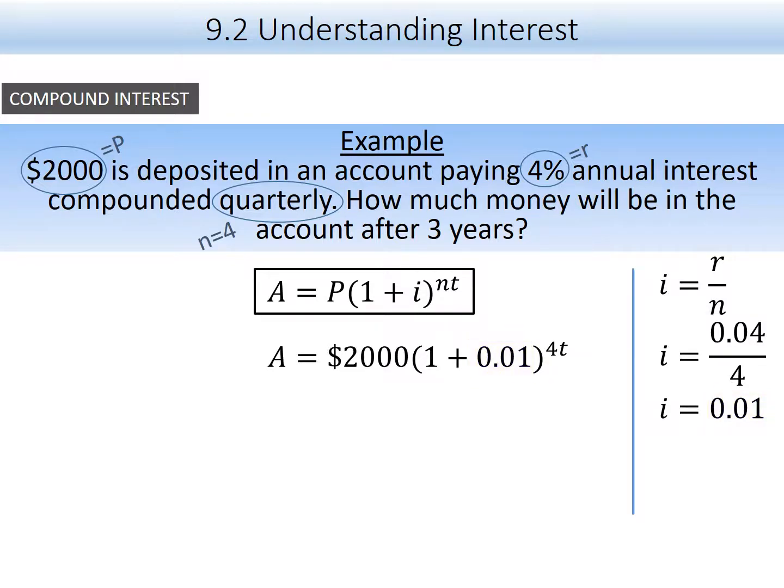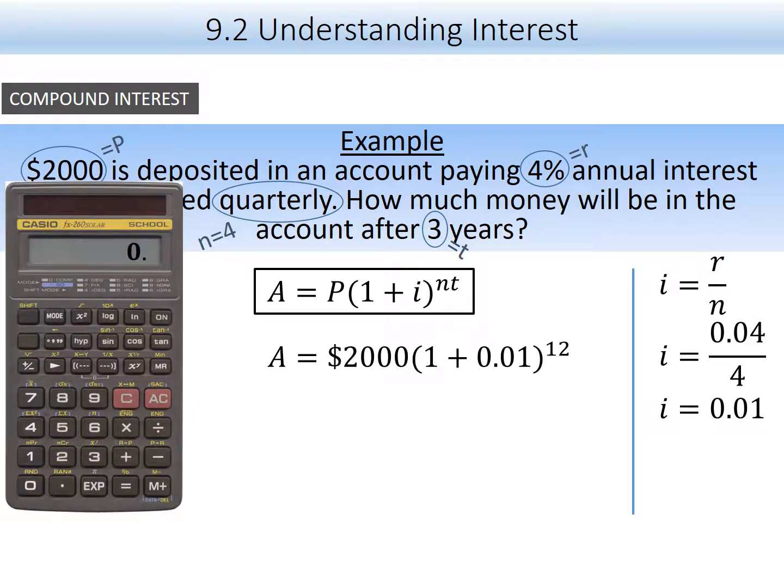The only thing we haven't put in is the time. Time is in years. In this case, it's 3 years, so you plug in 3. 4 times 3 is 12, and you calculate. Now, my suggestion with this type of calculator is pretty much to start on the right side. You want to calculate this quantity first. And to do that, start on the inside of the parentheses and add 1 and 0.01. So you're going to do 1 plus 0.01 equals, that comes out to 1.01.